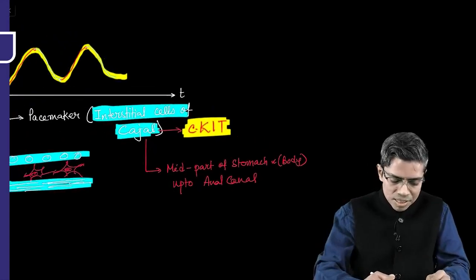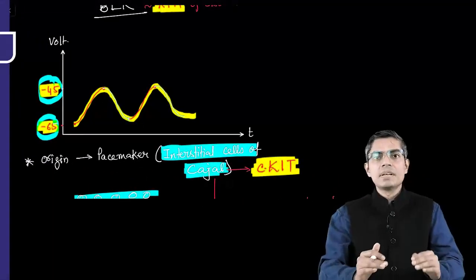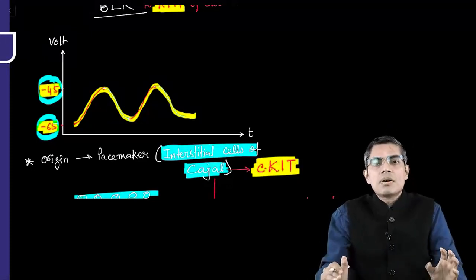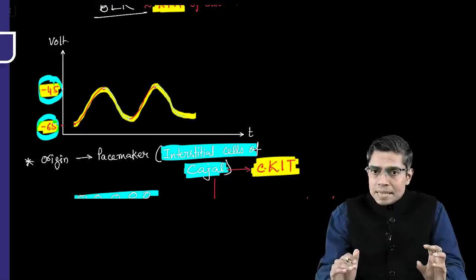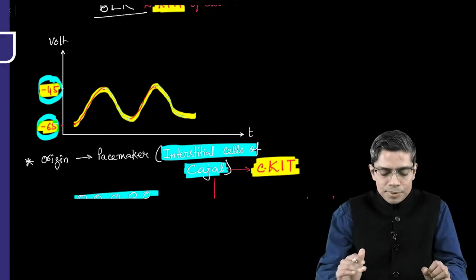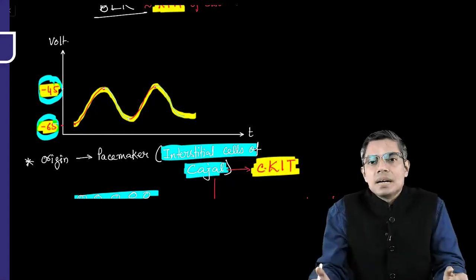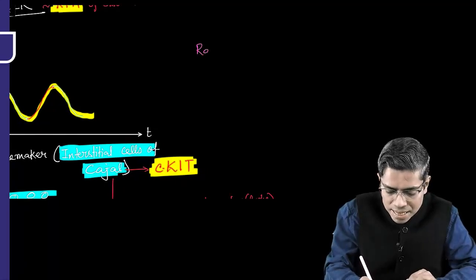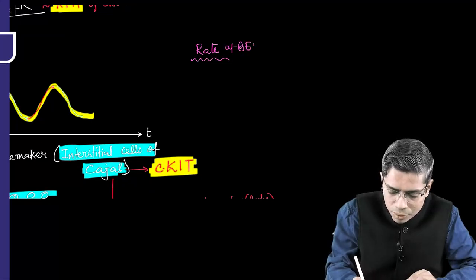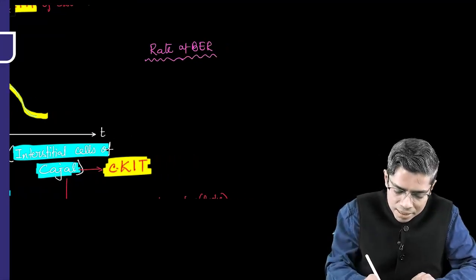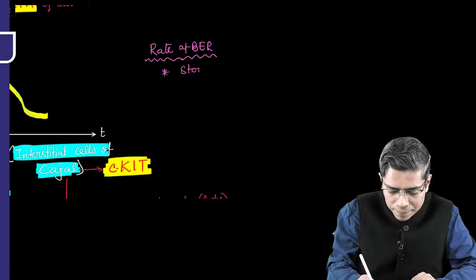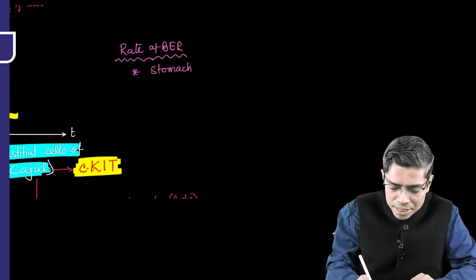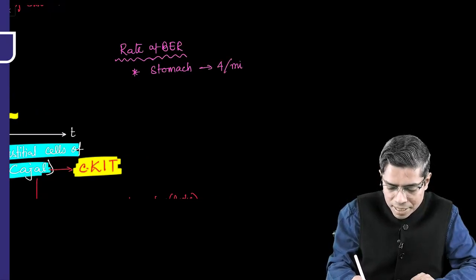So these interstitial cells of Cajal are basically giving rise to this BER or basal electrical rhythm. In different parts of the GIT, if you look at the rate of this BER, you are going to find that at the level of the stomach, the rate of BER is 4 per minute, right?